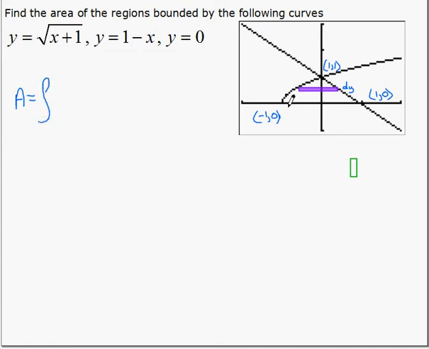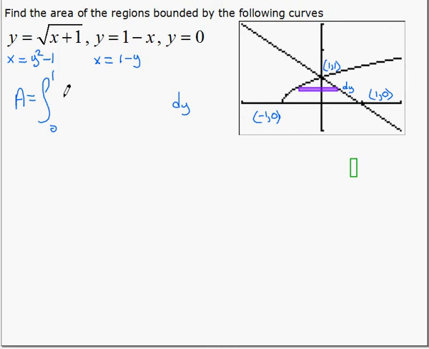Now remember, you're choosing y values. You need y variables because it's dy. So from 0 to 1 are our y values. Now it's dy, so we need x as a function of y, which means both of these need to be rewritten. Squaring both sides here and solving for x tells us that x is going to be y squared minus 1 for this one. That's our left-hand curve. For our right-hand curve, we simply move the x and move the y and find out that x is equal to 1 minus y.